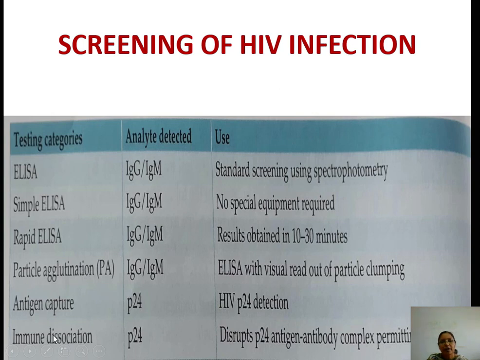Then antigen capture and immune dissociation tests detect the P24 antigen, that is the core antigen, and these are very important in the window period.